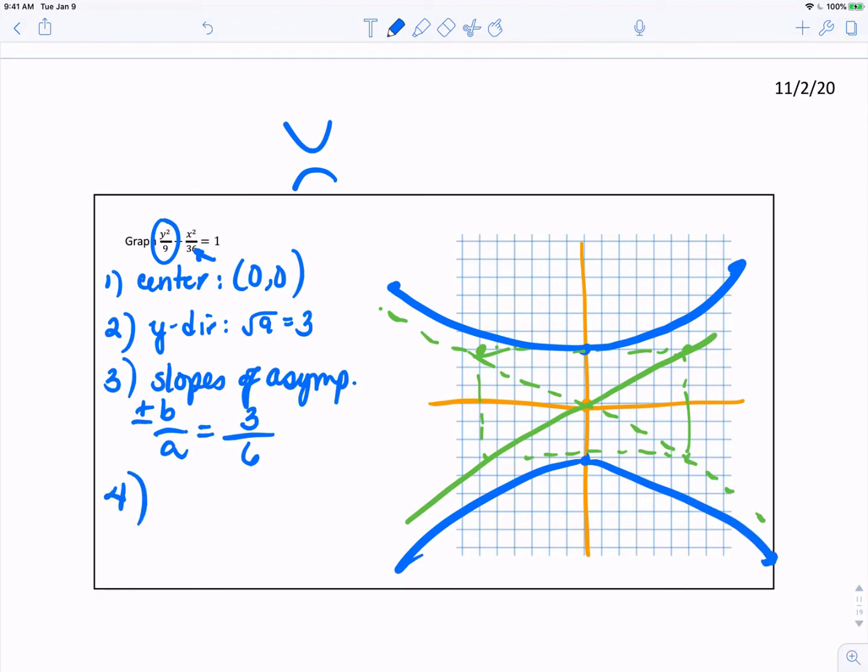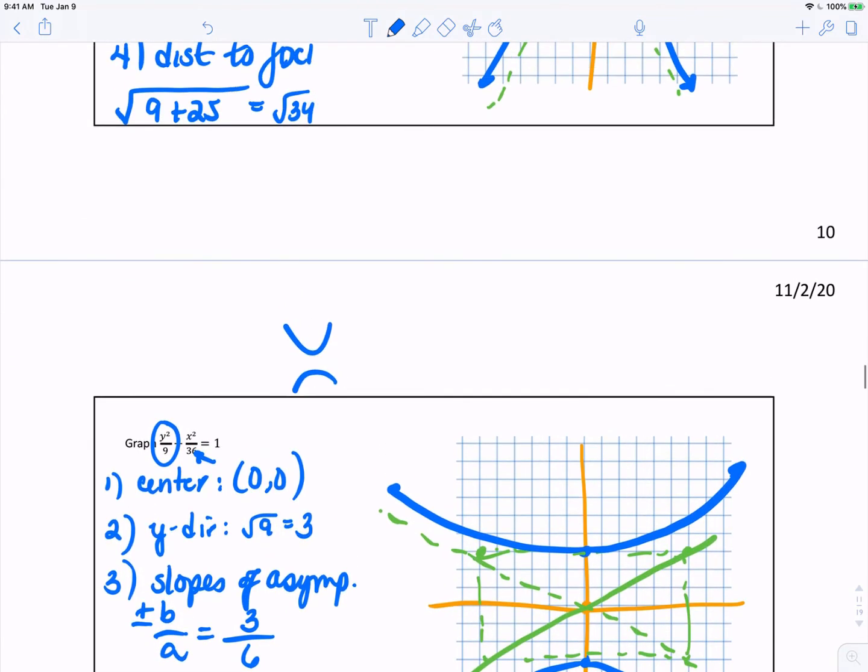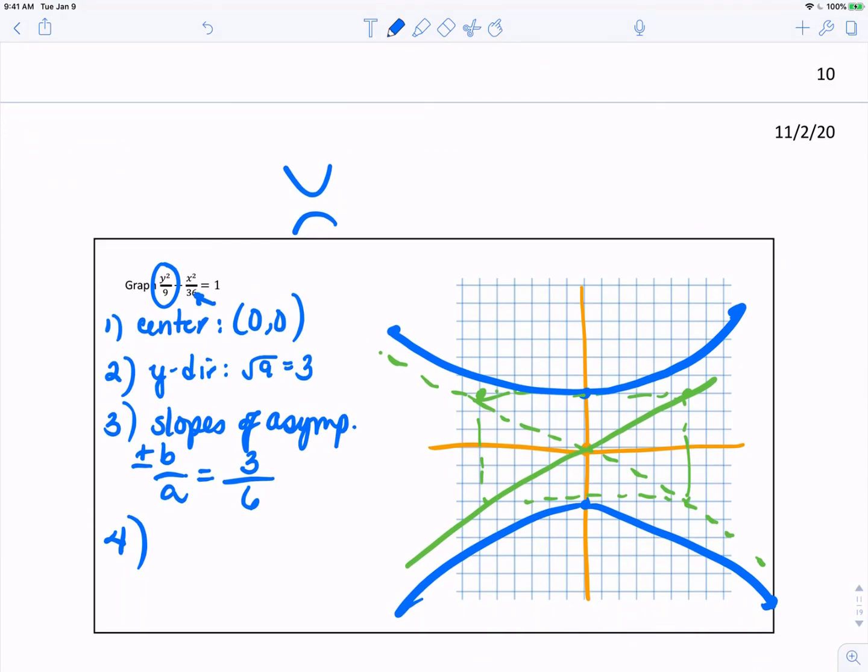If we were asked about the foci, remember the foci occur on the transverse axis. So why don't you find the distance to the foci? Think about our last example. Okay, hopefully you found that it was the square root of 45, because that's equal to the square root of 9 plus 36. The square root of 45 is somewhere between 6 and 7. Go ahead and see if you can find the coordinates of the foci.